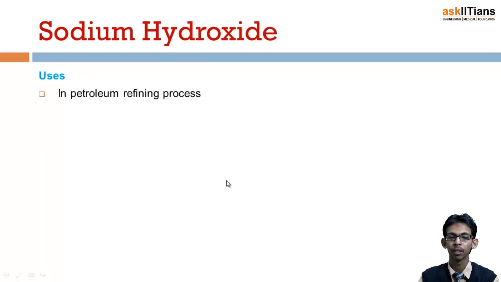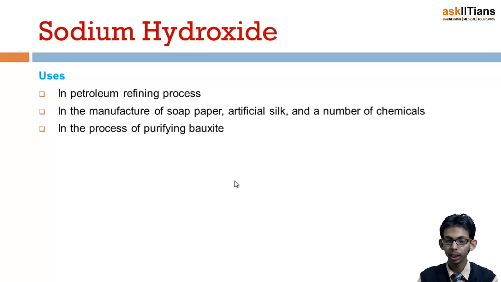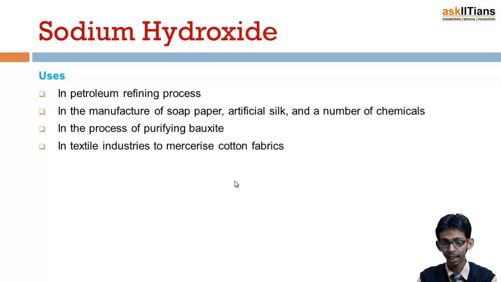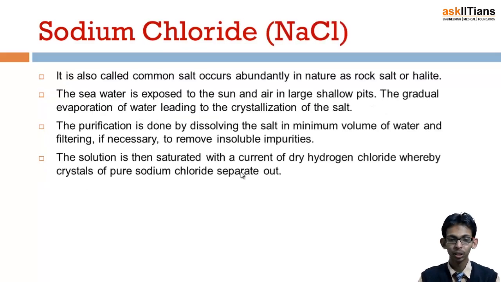Now the uses: it is used in the petroleum refining process, in manufacturing of soap, paper, artificial silk and a number of other chemicals. It is used in purification of bauxite, which is an ore. It is used in the textile industry, in cotton fabric, basically the cotton industry. It is used in preparation of pure fats and oils, and it is used as a reagent in laboratory, basically in titrations.